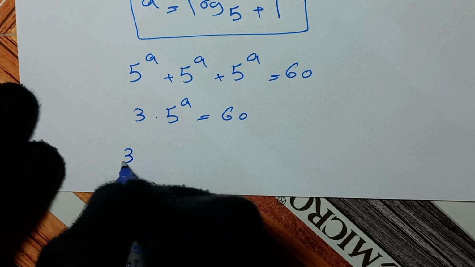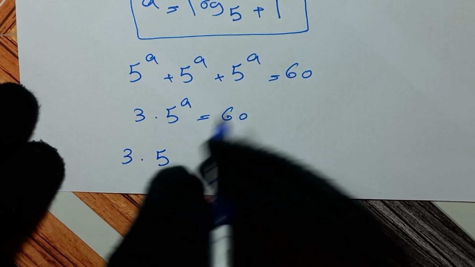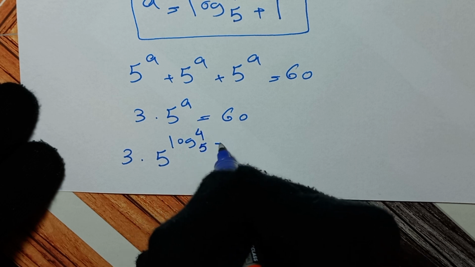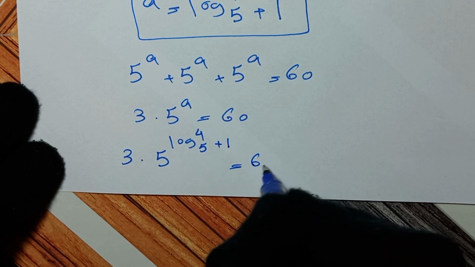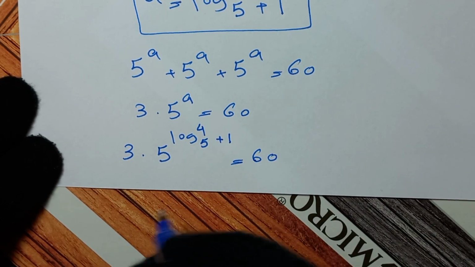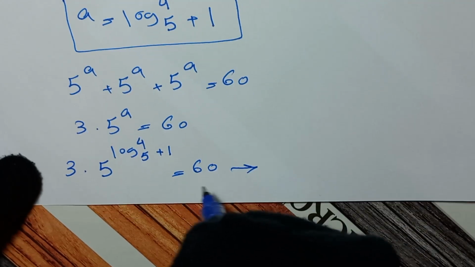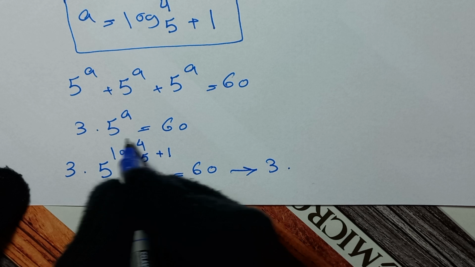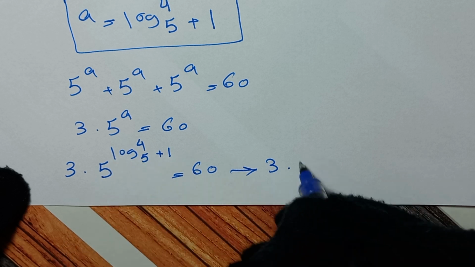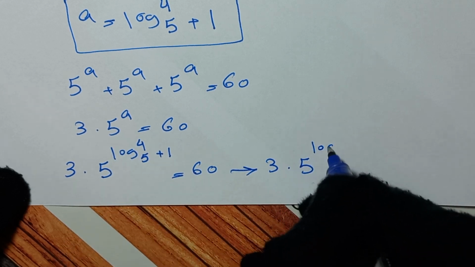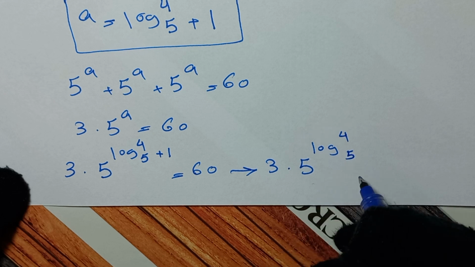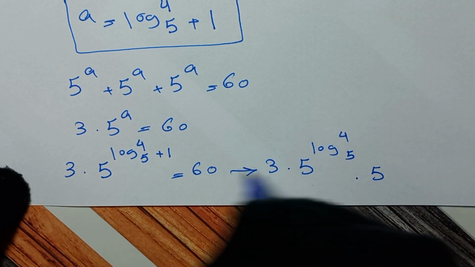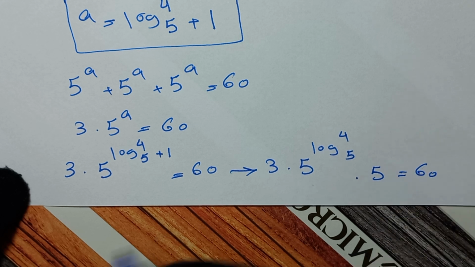So we write 3 times 5 to the power of a, where a is log of 4 to base 5 plus 1, is equal to 60. And here, it will be 3 times 5 to the power of log of 4 to base 5, times 5 to the power of 1, right? 5 to the power of 1 is 5, is equal to 60.